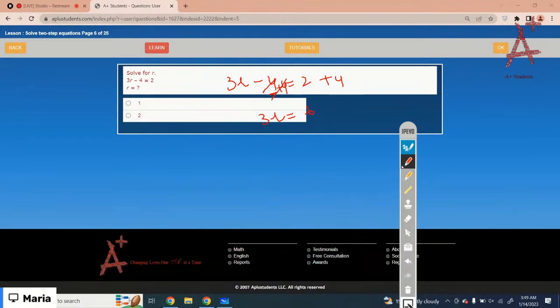Now you have to divide both sides by 3 because the inverse of multiplication is division. So 3 is cancelled out. So you are left with r equals, 3 times what number is 6? 3 times 2 is 6. So it would be r equals 2. Got it? So the correct option is r equals 2.